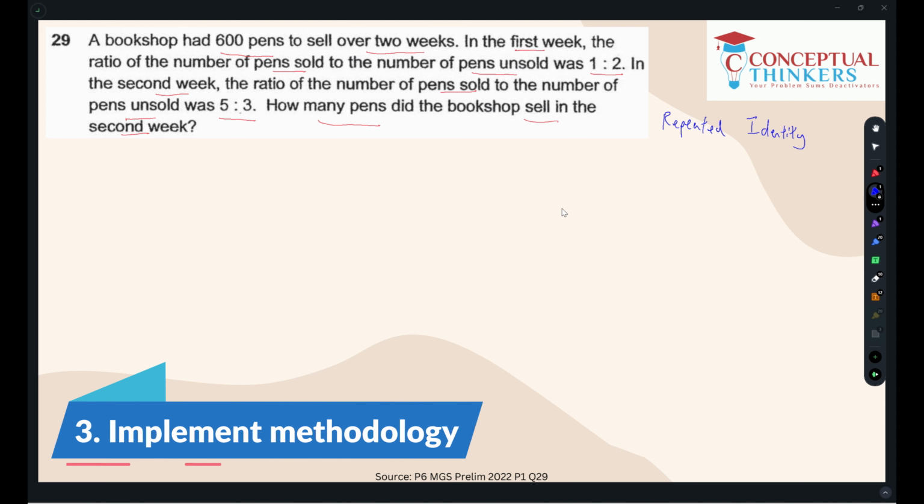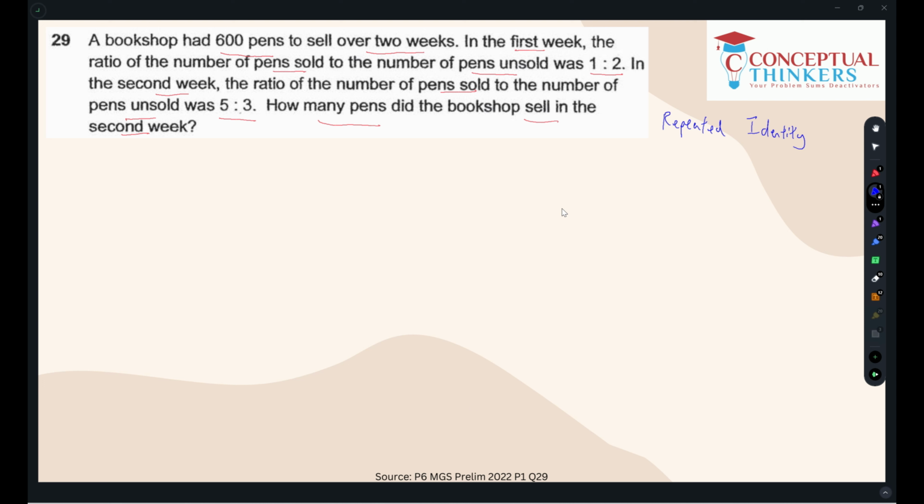Now I'm going to use two ways to solve it, so that we can also use it as a way to do inspection later. Let's implement the first method. Let me create the ratio. If you look at the first week, the ratio will be sold against unsold. We're going to have a total here. Sold will be 1, unsold will be 2, so total will be 3.